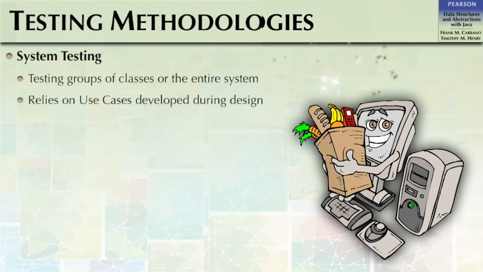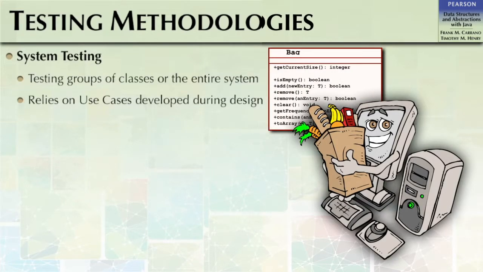System testing follows unit testing. System testing tests how classes work together. This can be done with several related classes, such as those that form a package, or it can be all of the classes that form a program being tested together. System testing often relies on the use cases that were developed during the design phase of building a program. The classes that comprise the program are tested in workflows that would occur during the use of the program.